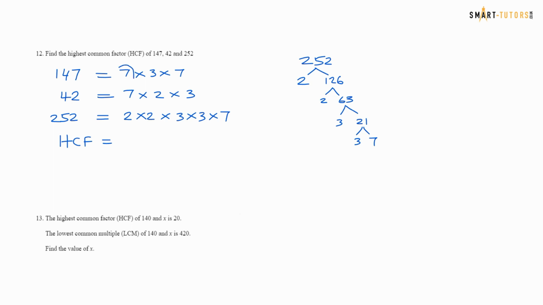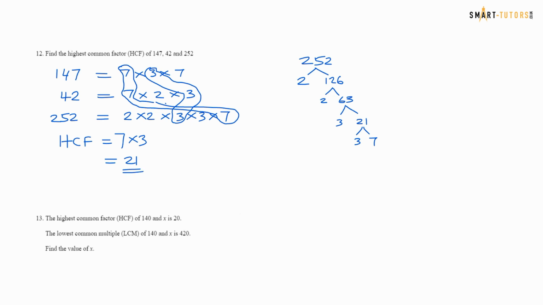So the highest common factor is the number that goes into all three numbers. You have a common 7 in all three, so you put only one 7. Then you also have a common 3. So 7 times 3 is 21, which is the answer for question number 12.